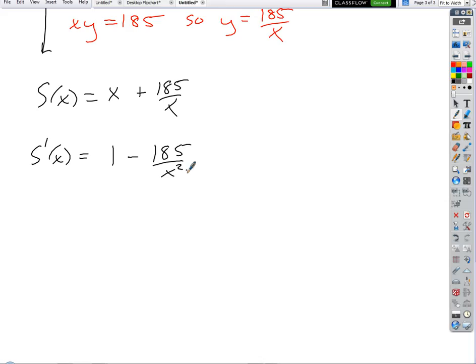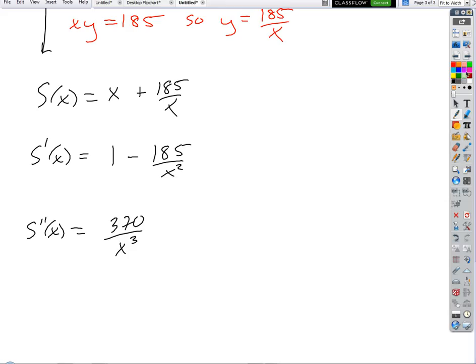Good. While we're at it, it's easy to do. What's the second derivative gonna be? 370 over x cubed, right? And so we could fill in our table.